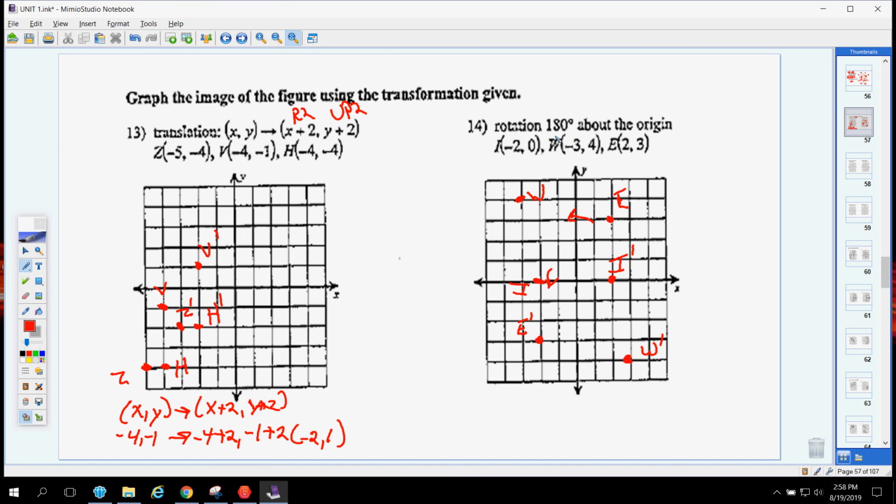All right, and again, anytime in a rotation, anytime we cross an axis, X and Y change places, and then you apply the sign for the particular quadrant. In this case, quadrant 1 is plus plus, quadrant 2 is minus plus, quadrant 3 is minus minus, quadrant 4 is plus minus.